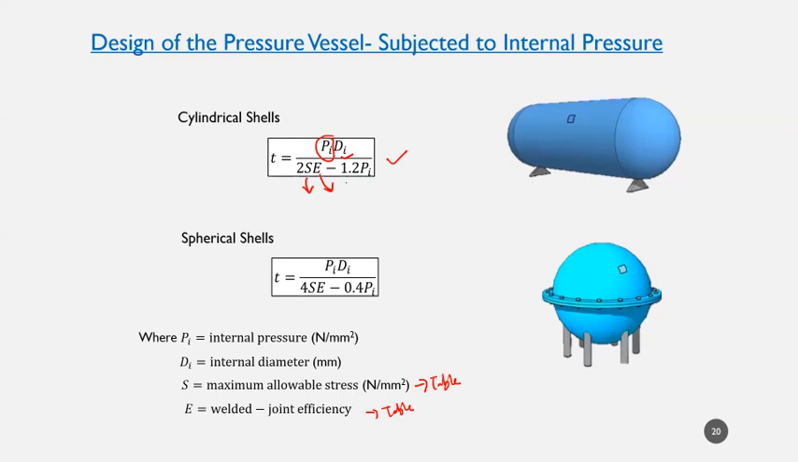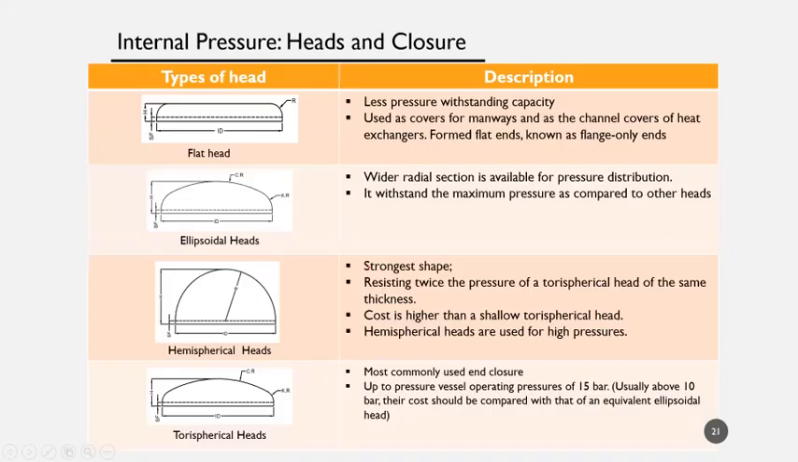So we have this minus 1.2 Pi. Okay, for the spherical shell, to measure the thickness, you may use this equation. Okay, in designing the head enclosure, there are four types of head, which are the flat head, and also the dome head. For the dome head we have the ellipsoidal head, hemispherical head, and also torispherical head.